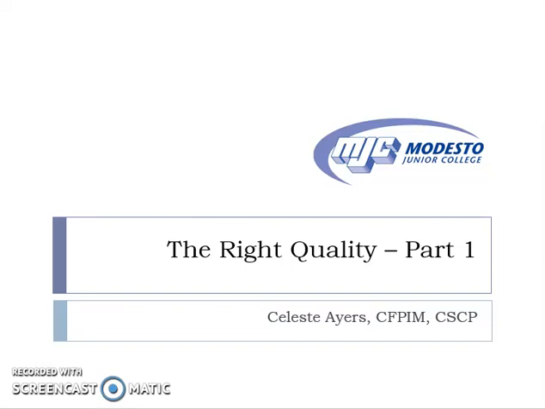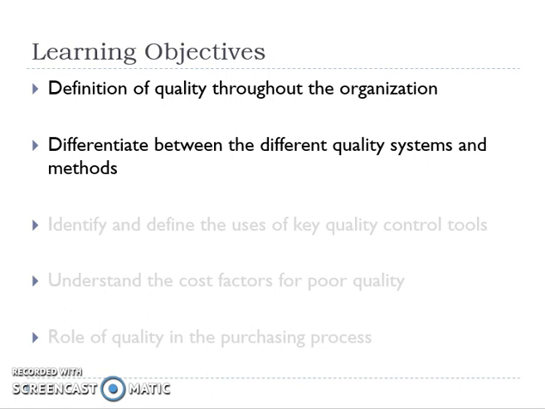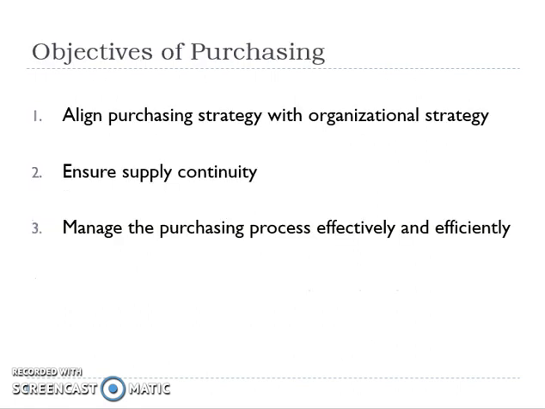And this week we're going to talk about the right quality, the second R in our 6 R's of purchasing. In this part, we're going to talk about the definition of quality, starting with the definition and working down through the different types of quality systems and methods. The first slide should be no presentation surprise at all.